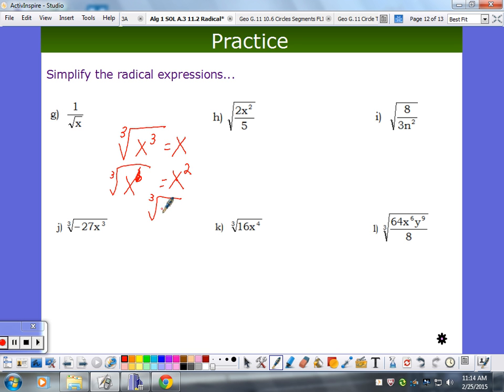Cube root of x to the 33. x to the 11. Yes, because what's x to the 11 times x to the 11 times x to the 11? So if you have a number divisible by 3 as your exponent, it's a perfect cube. If you don't have it divisible by 3, that's a whole other thing. We're going to get there. It's very similar to what we did with the squares.